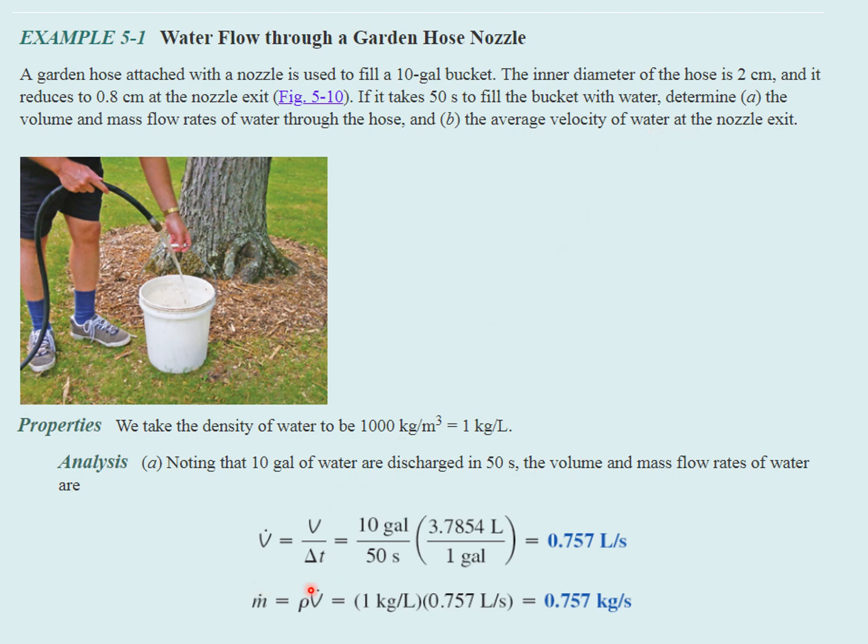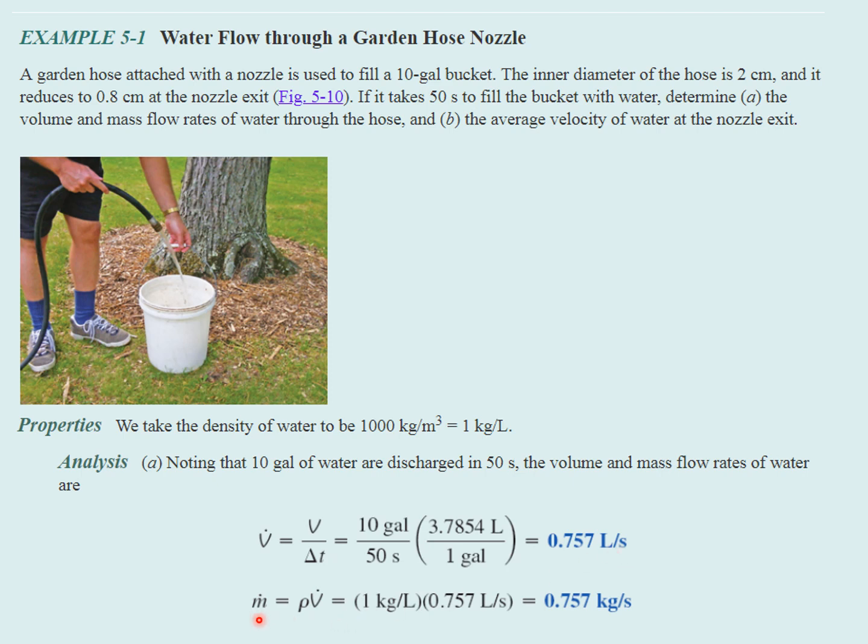So here we can just apply the equation. The volume flow rate is the volume divided by the change in time, so 10 gallons divided by 50 seconds. And then our book wants us to put this in liters per second, so we can use the conversion factor and come up with 0.757 liters per second.